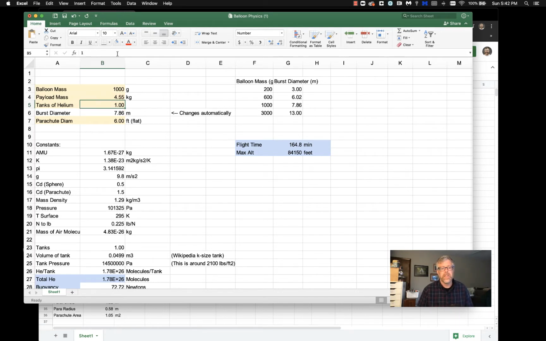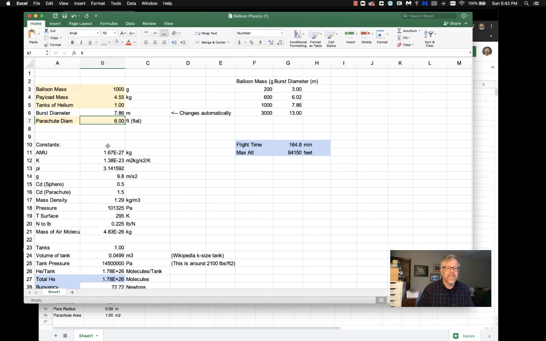The tanks of helium, you can change however many you want. It's hard to do less than like a quarter tank because when you're out in the field, it's hard to figure out, is this a quarter, is it a third, is it an eighth? So I usually just do like 1 or 1.25 or 2, but usually 1.5 is typically what we do. And then the parachute diameter is when you lay the parachute out completely flat, how big is it? 6 feet is a pretty good parachute diameter. You can find those for like $15-20 online.